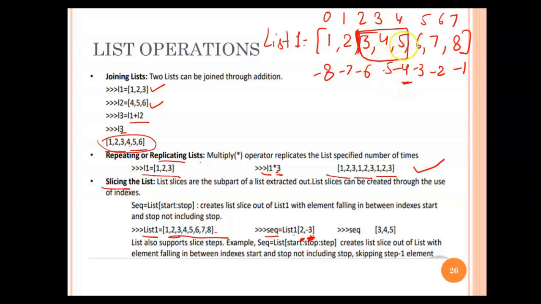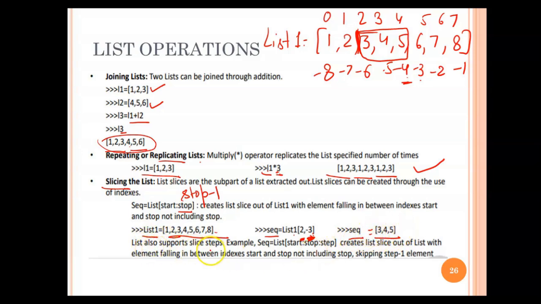You can see this is for minus 4. Minus 3 is excluded. Last value is excluded. It will work till stop minus 1. Okay. Stop is not included. Stop minus 1. So output is 3, 4, 5. Can you see the sequence now is 3, 4, 5.